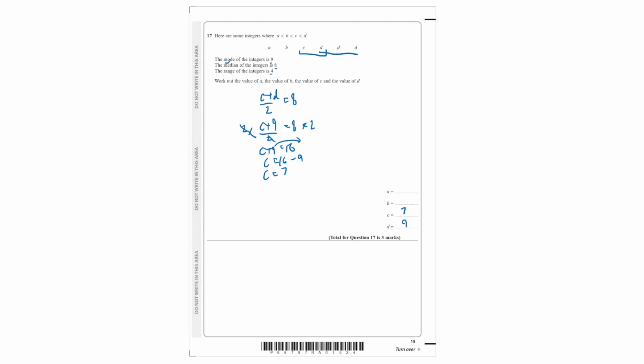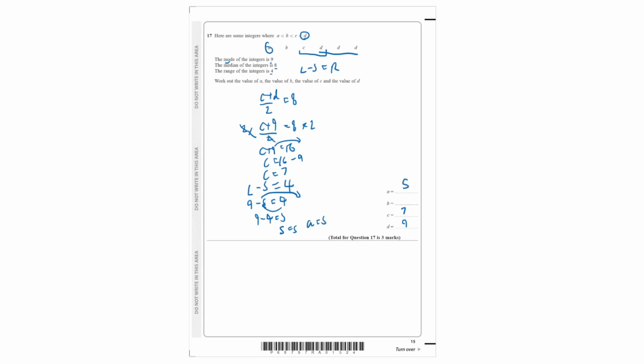And the range of the integers is 4. So the range is simply the largest minus the smallest. So we know that the range is 4, so we can simply write the largest minus the smallest is equal to 4. Since this is arranged in chronological order where D is the largest and we already found D to be 9, we can simply write 9 minus smallest is equal to 4. We bring smallest to the other side and 4 here. So we have 9 minus 4 is equal to smallest. Therefore, 5 is the smallest. And since the smallest is A, that means A is equal to 5.